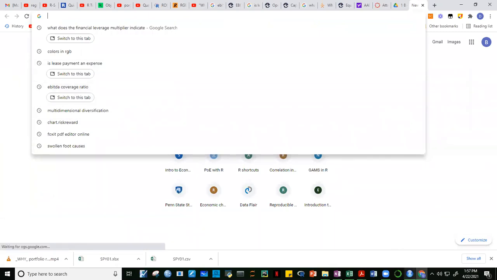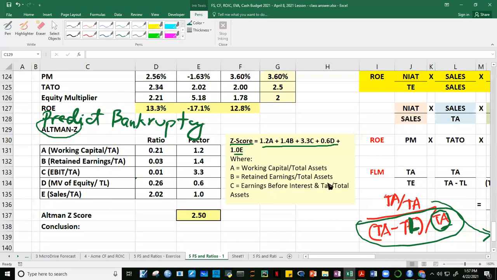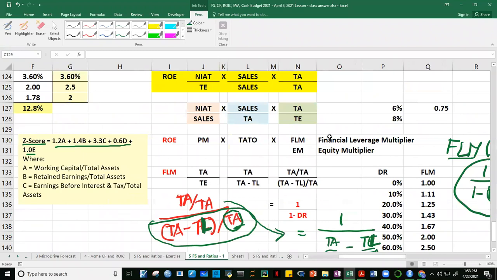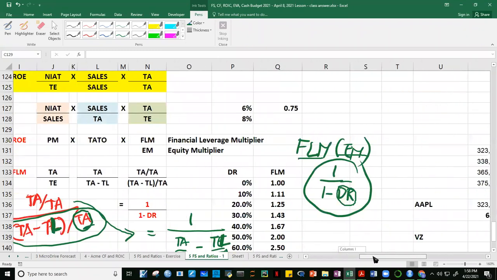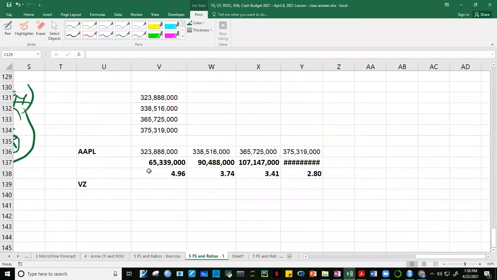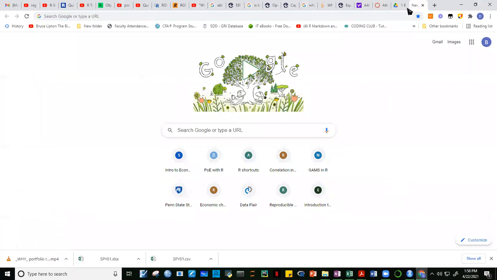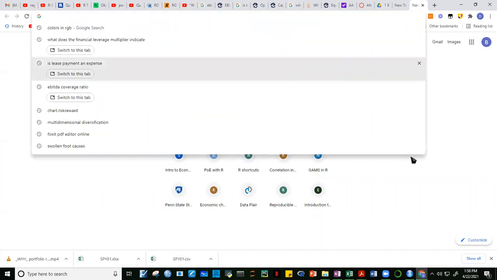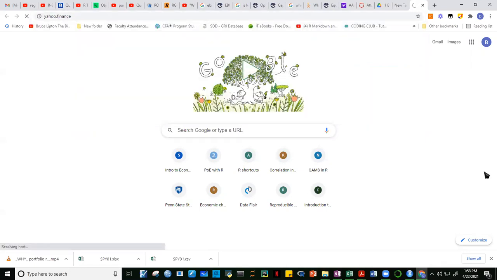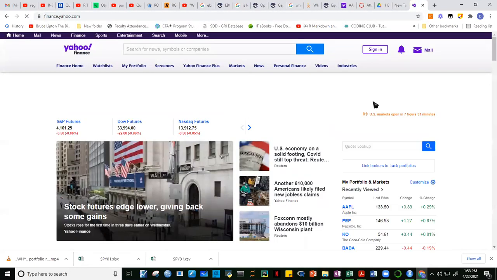By the way guys, sorry, before, may nakalimutan ako dito sa aspect na to, no? Okay, dun sa FLM guys, I failed to show you. Sa FLM, tingnan natin guys yung FLM, yung financial leverage multiplier ni Apple, tapos ni Verizon, tapos i-compare natin, no? So, you can use Yahoo Finance. Okay, sige. I think I showed this to you before, yung Yahoo Finance.